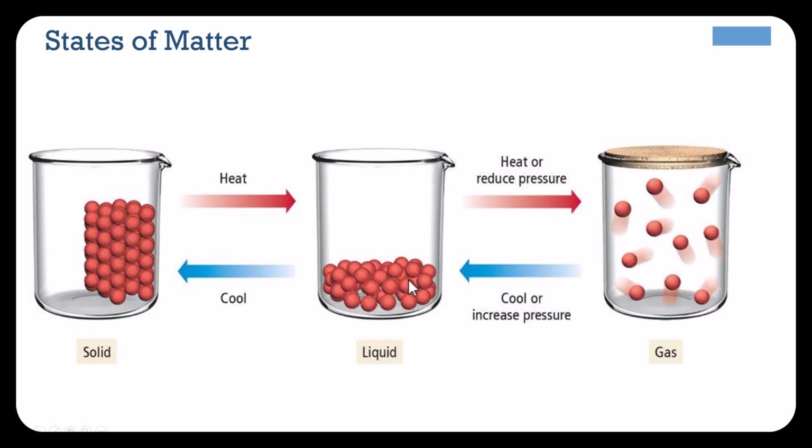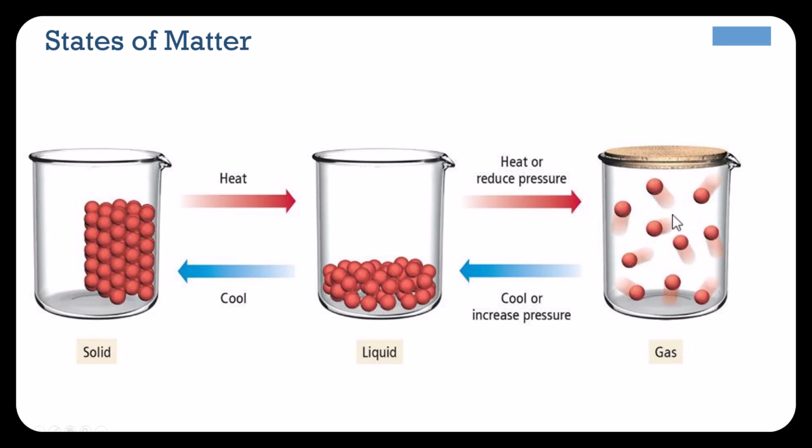Liquids are still very close together. They have a little bit more freedom of movement, so they can slip and slide past one another. They have an indefinite shape, but they have a definite volume. They all like to stay together.